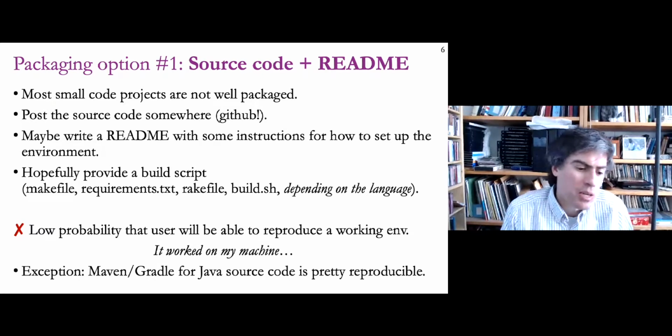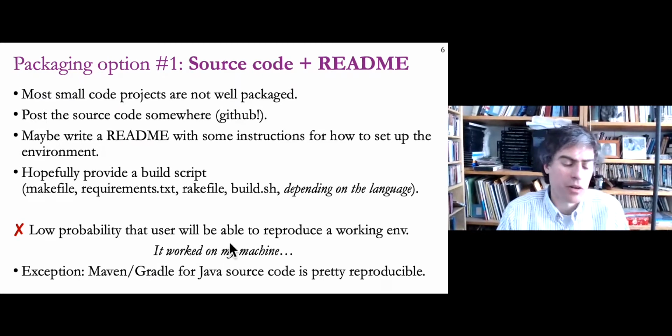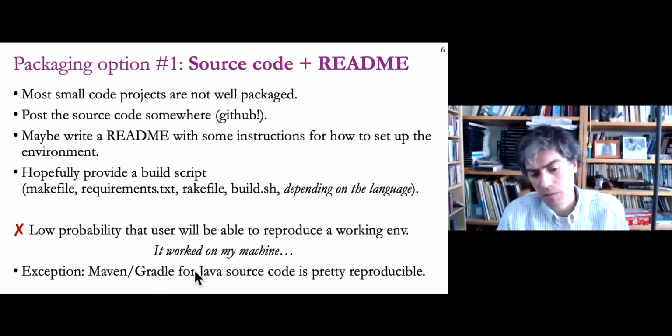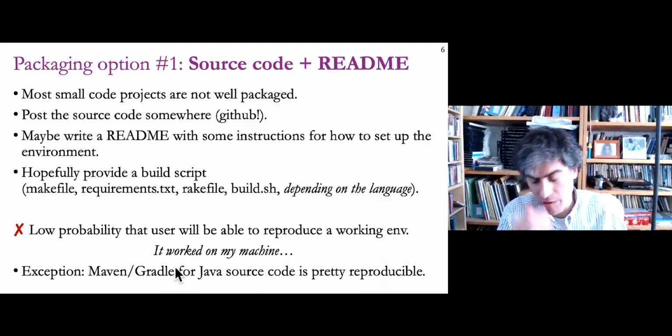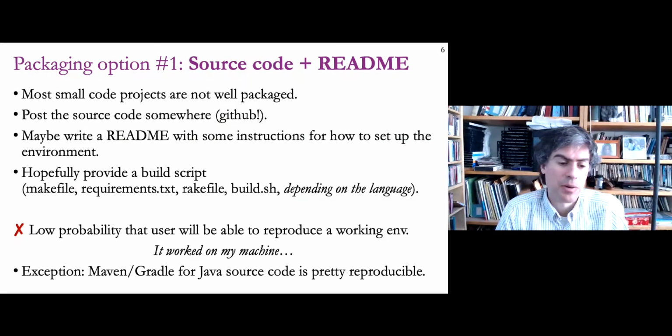Now, one exception to that, I think, is Maven and Gradle for Java code. Distributing Java source code is pretty easy because the package manager, I guess, provides jar files that are platform independent, and so you can install those without really encountering as many issues as you would with, let's say, pip installing from a requirements.txt file, if we're talking about Python.